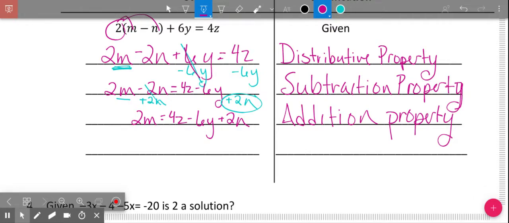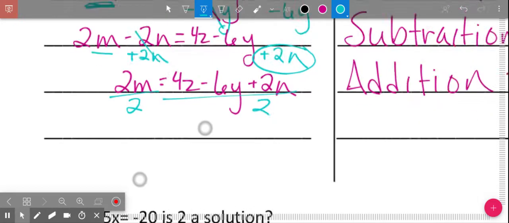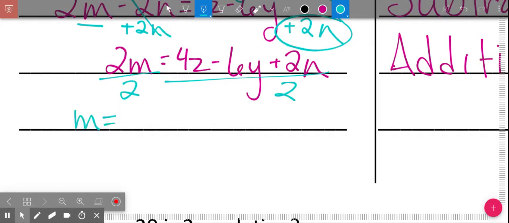And then the last step, there's still a 2 with the m. Since there's still a 2 with the m, the 2 and the m are being multiplied. So to get rid of multiplication, I have to divide. So we're going to divide both sides by 2. When I do that, I'll get m is equal to 4z minus 6y plus 2n all over 2.